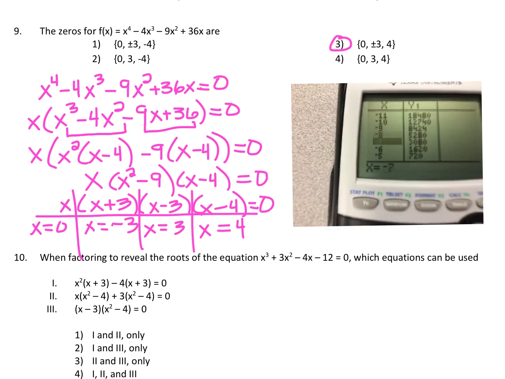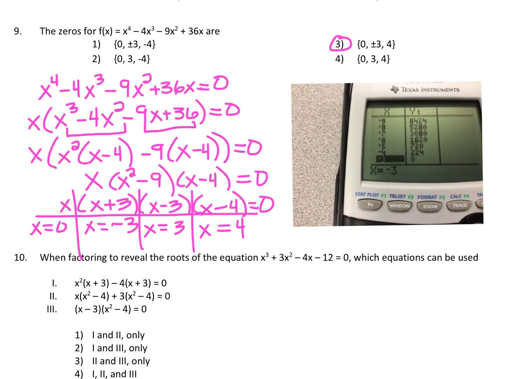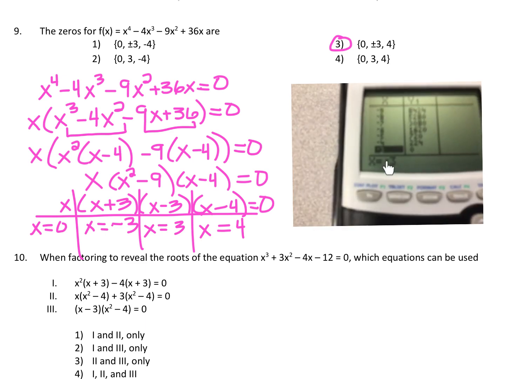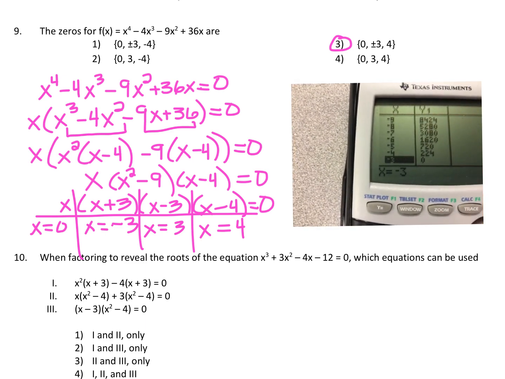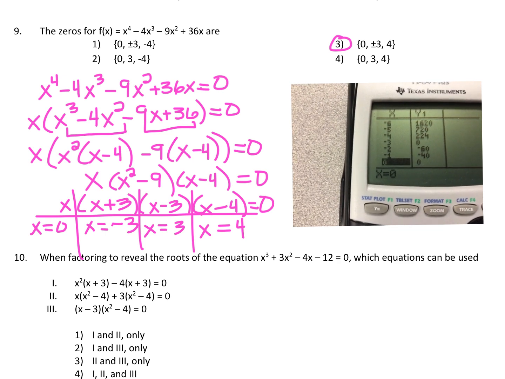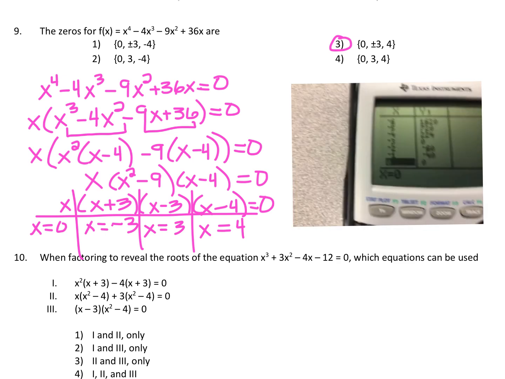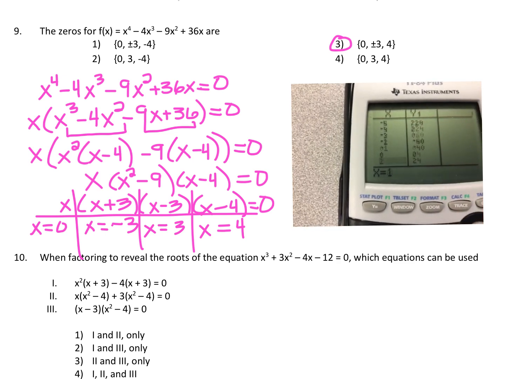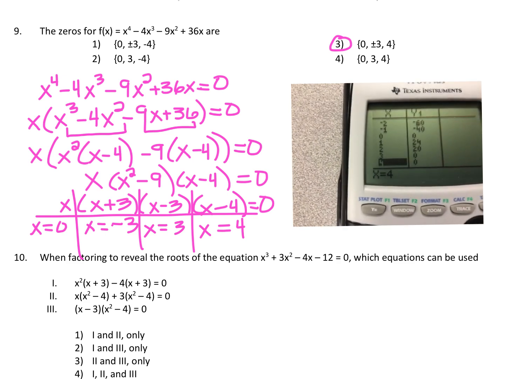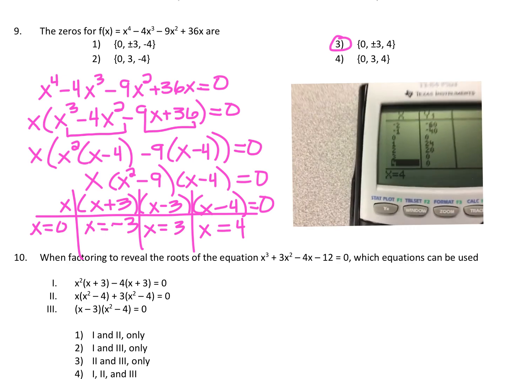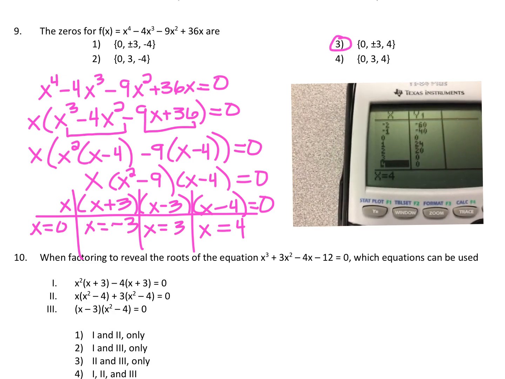Okay, so we have a 0 at negative 3, and at negative 3, we have a 0. And as we scroll down, we have another one at 0, right? 0, 0. We have another one at 3 and another one at 4. Okay, so you could always look at your table of values to find the solutions also.